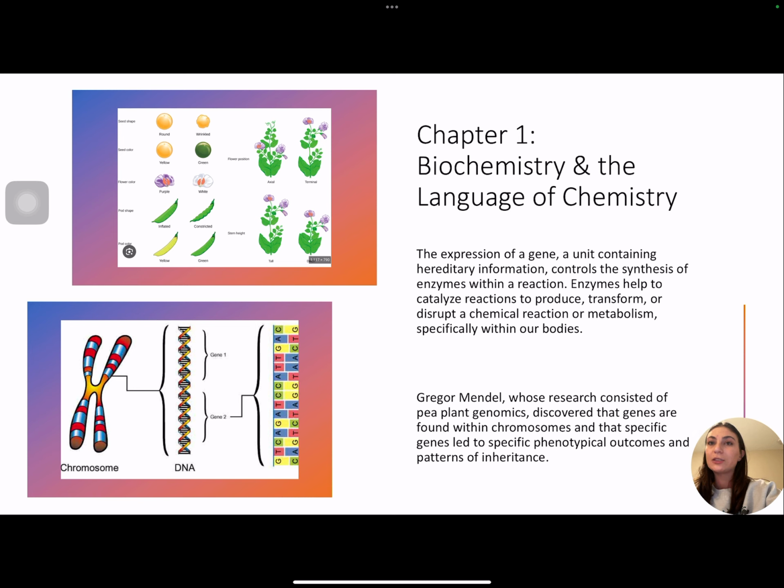In the first image, it shows the different characteristics, or different traits, that he looked at. He first analyzed round versus wrinkled, then yellow versus green for the seeds. He also looked at purple flower color versus white flower color, pod shape, so inflated versus constricted, as well as yellow versus green color of the pod.